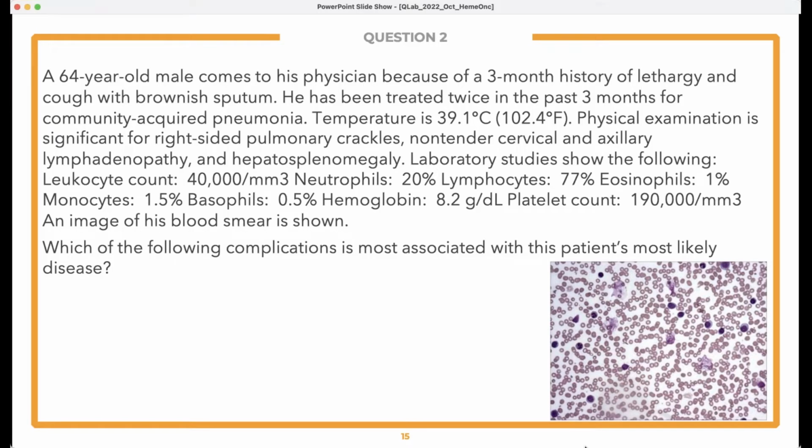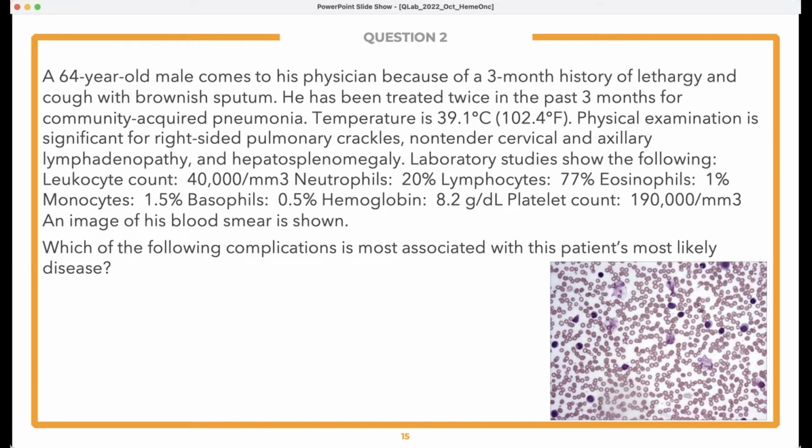Okay, question number 2. Again, we've got those answer choices covered up, and we're going to start again with the lead-in. Which of the following complications is most associated with this patient's most likely disease? Okay, there's quite a few conditions jammed into that question. So let's read the vignette.